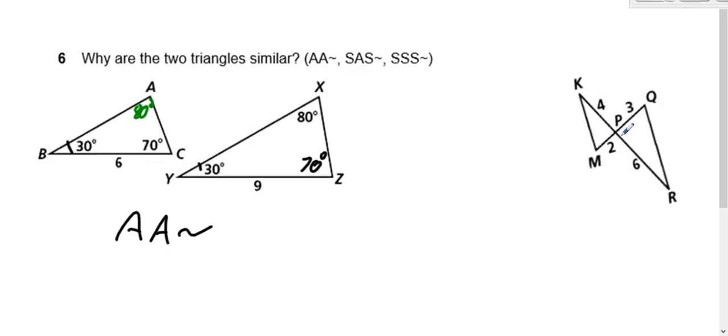For this other set, we have vertical angles here. We don't know any more angles, though, so it's not angle-angle. We do have some sides, and it looks like they're proportional. 2 over 3, those sides would match up. 4 over 6, they both reduce to 2/3, so yes, they are equal. We have side-angle-side: the two sides with the angle in between.